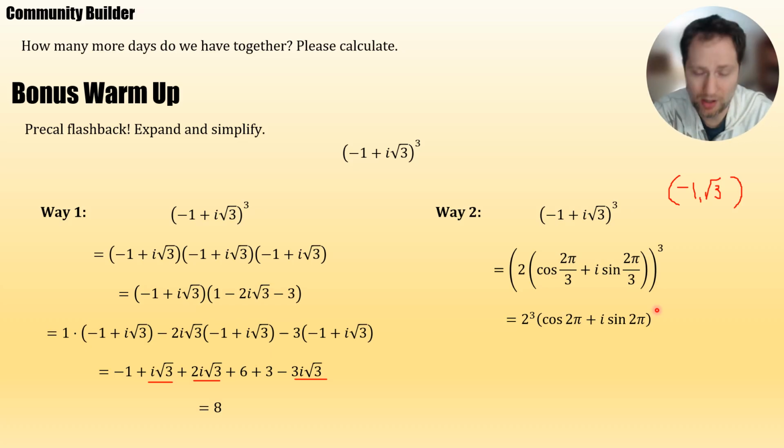But it turns out that de Moivre's theorem tells us that when you raise a complex number in polar form to the third power, the R value gets taken to that power, but the angles get multiplied by that power. So that's why 2 pi over 3 is becoming 2 pi here. We're multiplying it by 3.